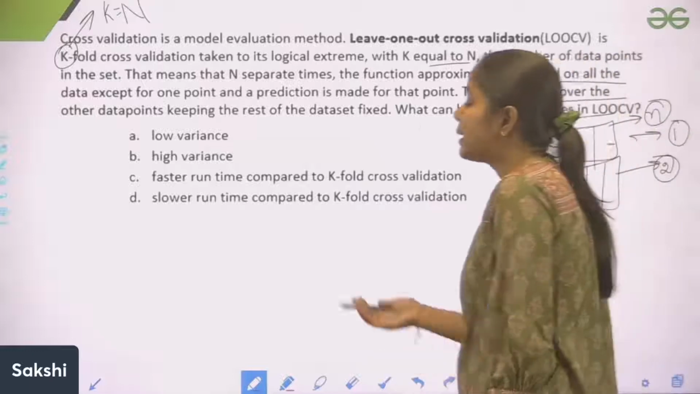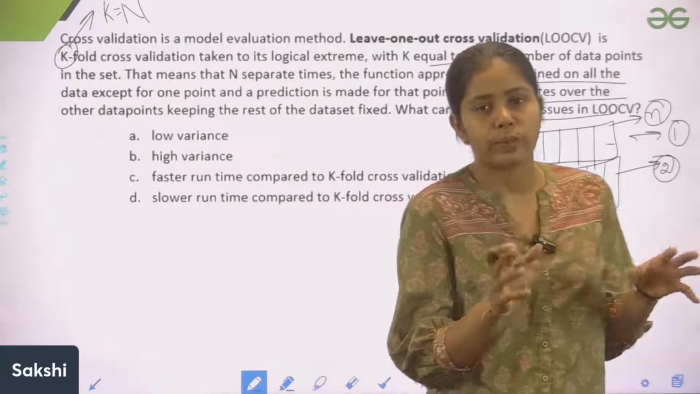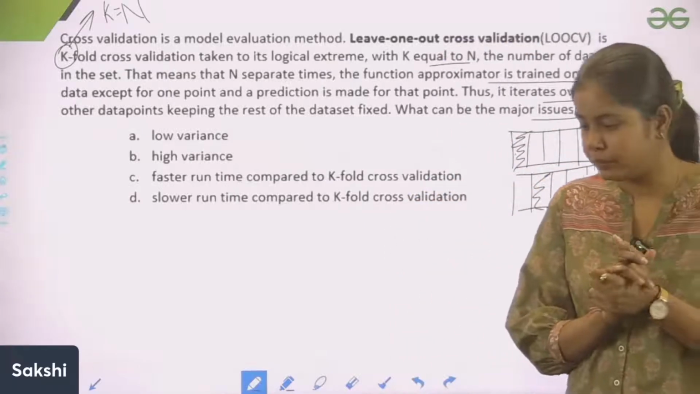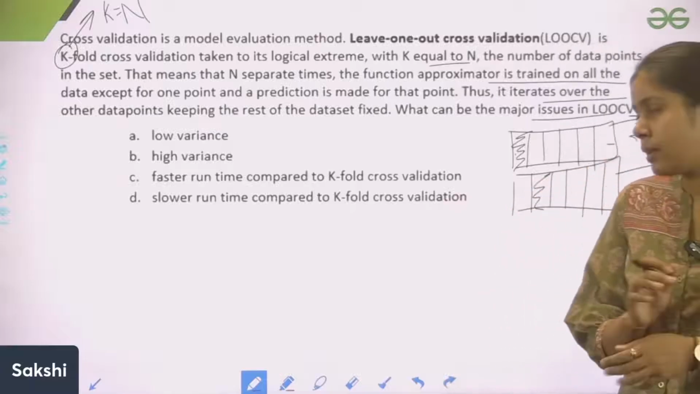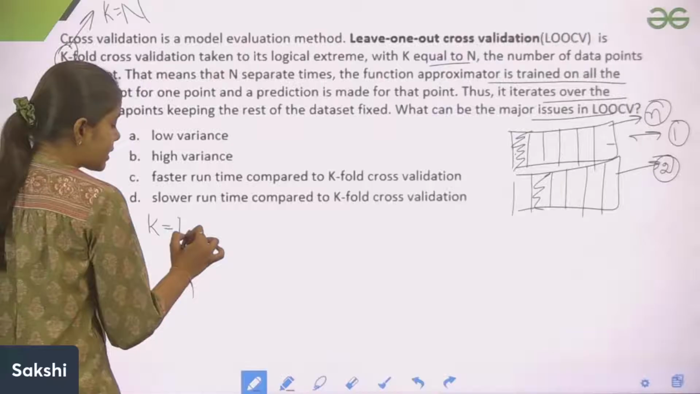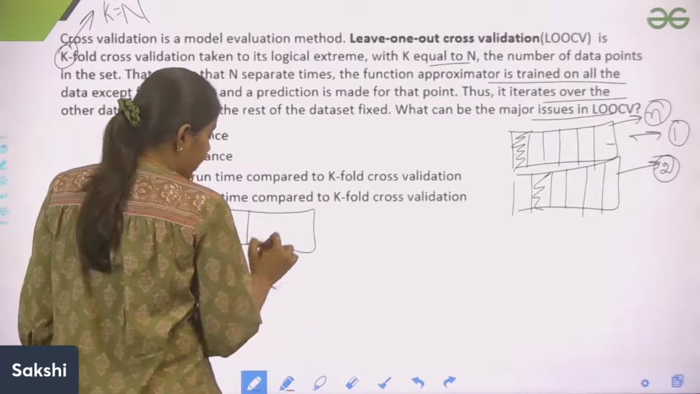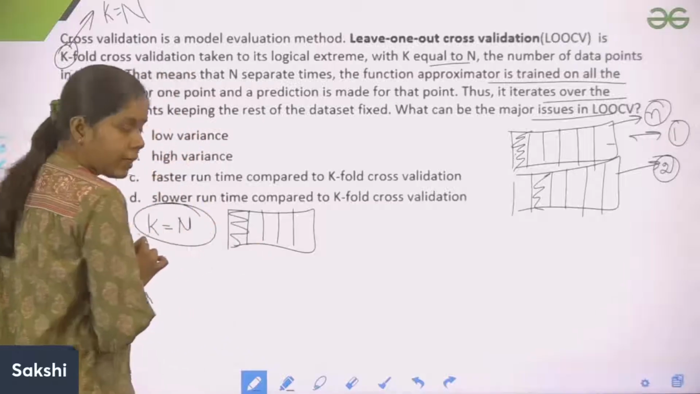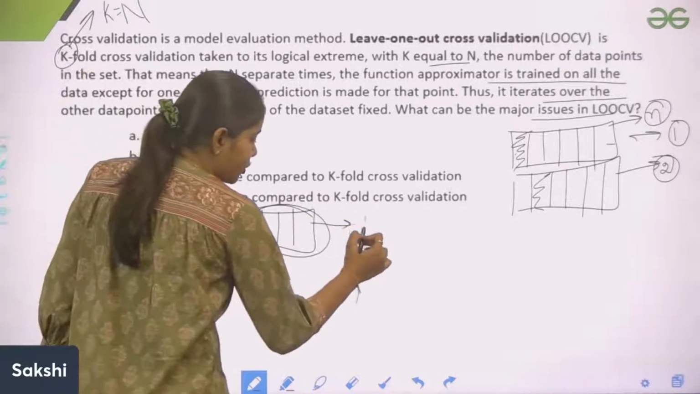So guys, what would happen if in k-fold cross validation I increase the value of k? Just tell me about that. If I take k equal to 1, that means I am leaving only one data point for cross validation and training on the remaining ones, and I get my first model.